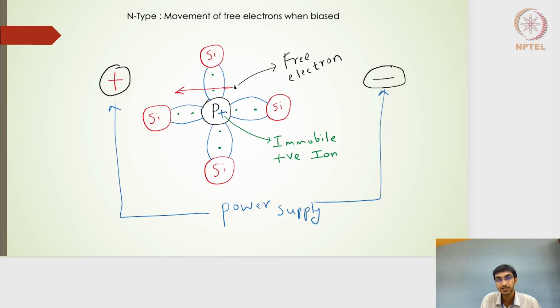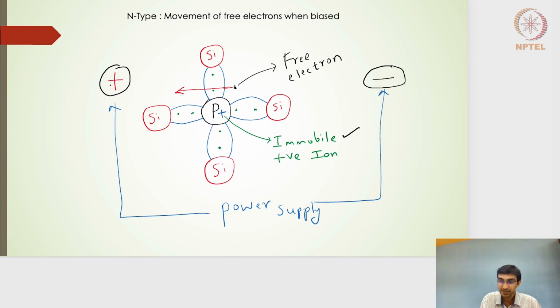So 5 protons inside, and then 4 valence electrons outside. So that's why it becomes a positive atom. Generally we don't associate a positive charge to an atom; it is called an ion. Whenever atoms become electrically charged, we call it an ion. So now we call it a phosphorus ion, which is a positively charged phosphorus ion. And because it's an atomic structure, it is not movable, so we call it an immobile positive phosphorus ion.